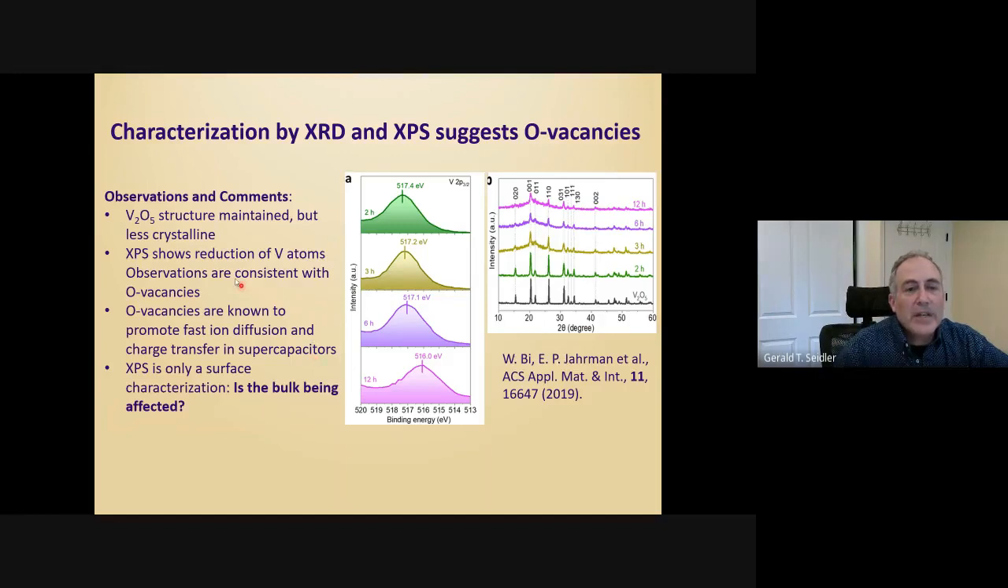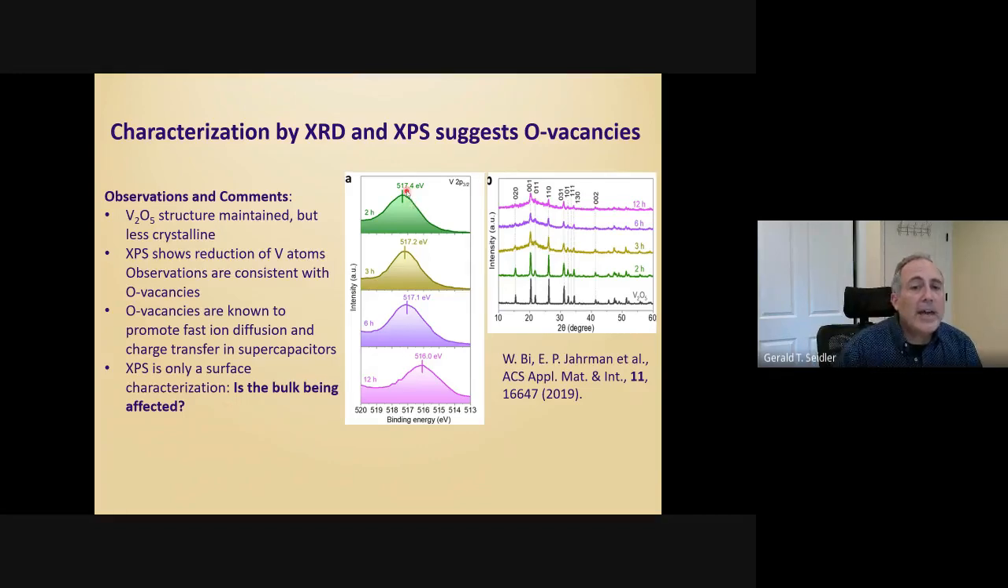Again, we have this vanadium oxide system where we're getting oxygen vacancies, and the oxygen vacancies are central to the good performance of this material in supercapacitors. So the X-ray photoelectron spectroscopy tells us that yes, we're getting oxygen vacancies on the surface, but something we want to know is, were we also getting oxygen vacancies throughout the bulk? Because that could guide us toward new ways of synthesizing and treating these vanadium oxide materials.